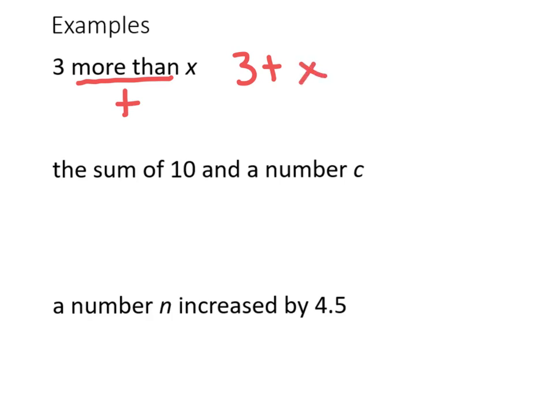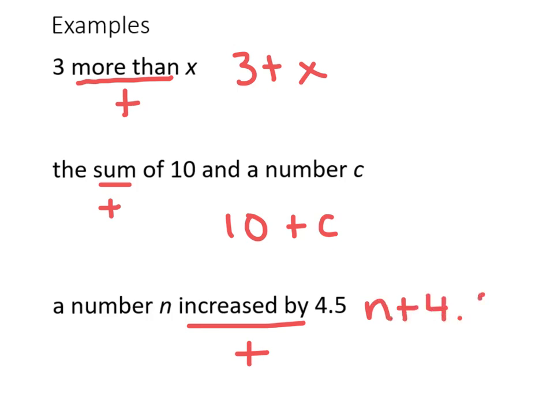The next one says the sum of 10 and a number, c. The word sum is also indicating addition. So our expression would be 10 plus c. The next example says a number n increased by 4.5. Increased by indicates the operation addition, so our algebraic expression would be n plus 4.5.